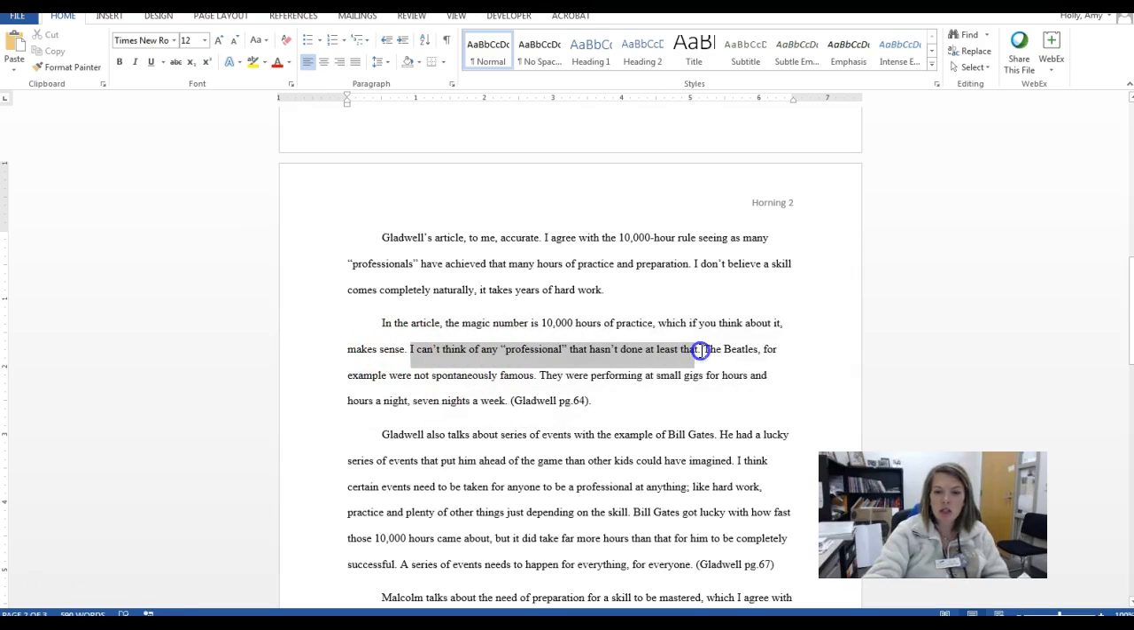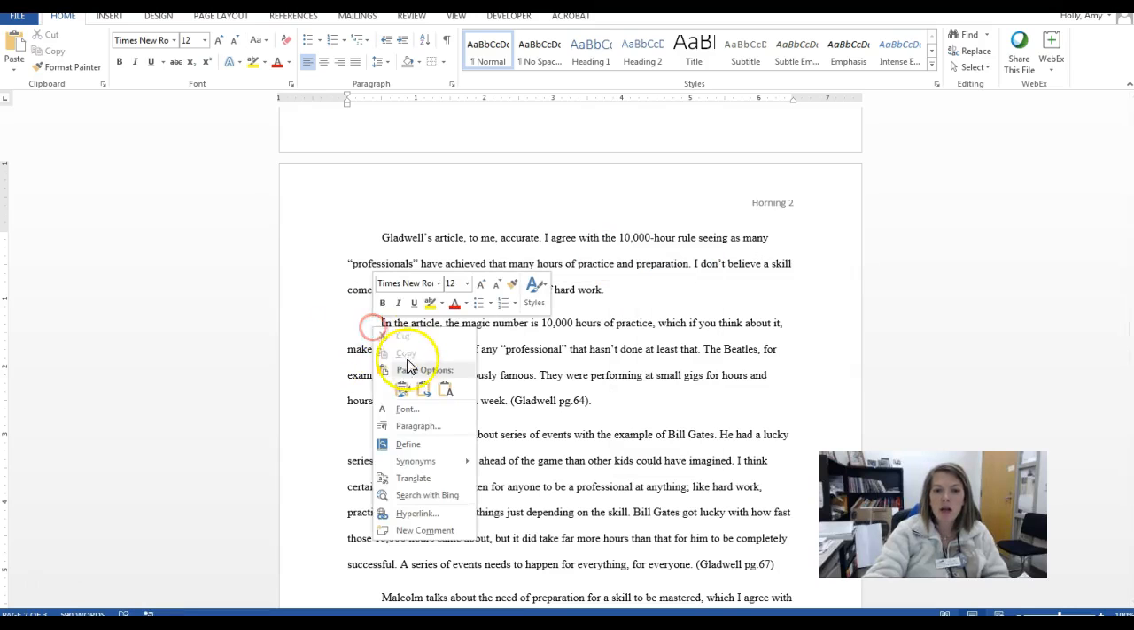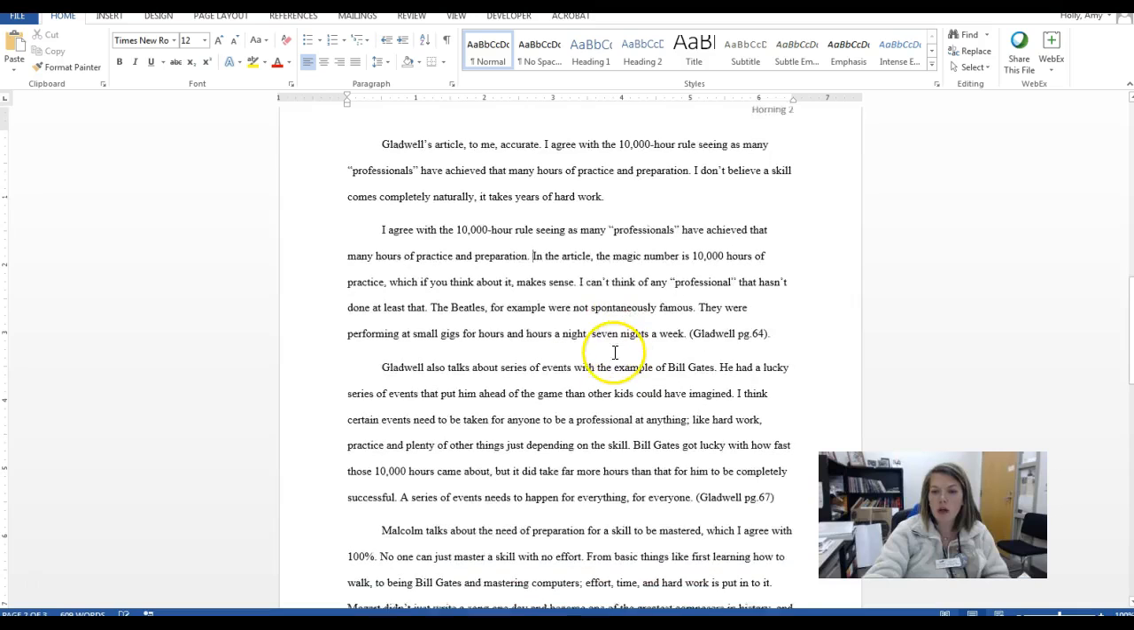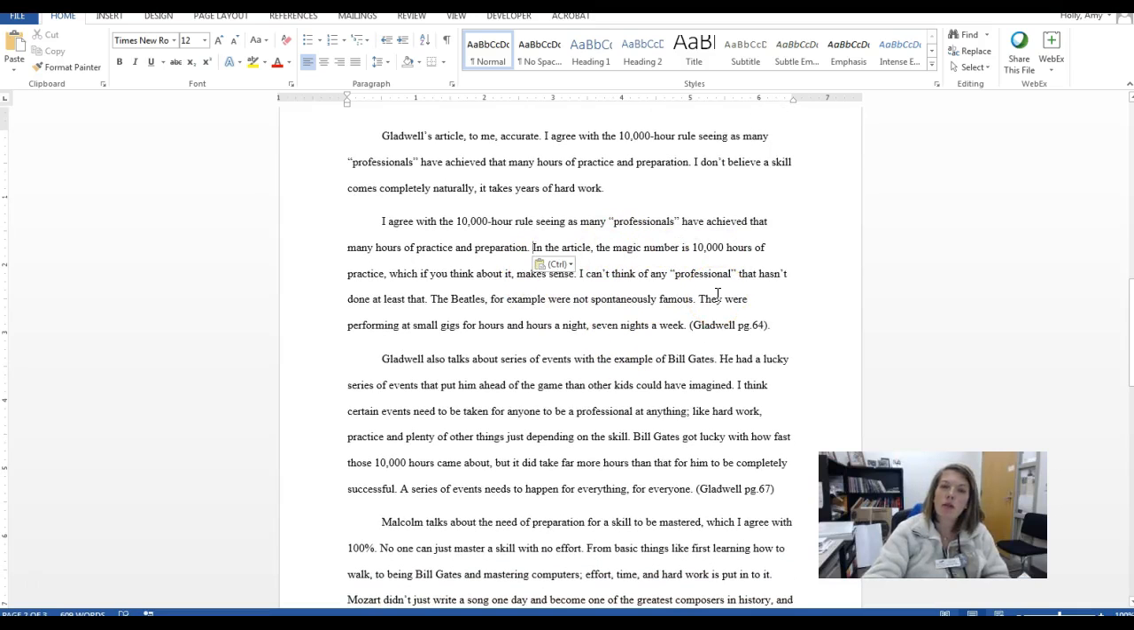It's mostly summary. She does say, "I can't think of any professional that hasn't done that at least." I think you need a stronger topic sentence here, Danica, just to introduce this paragraph so that you aren't starting it with summary, because again, you want these response paragraphs to be focused on response, not summary, so start with your response there. And then you could give maybe a couple more examples from your own life, but you do a good job bringing in an example from Gladwell here.